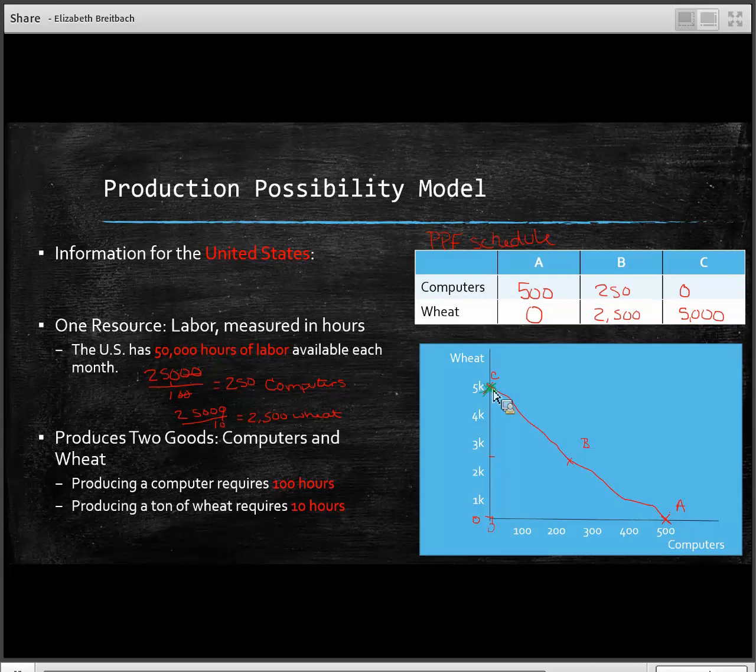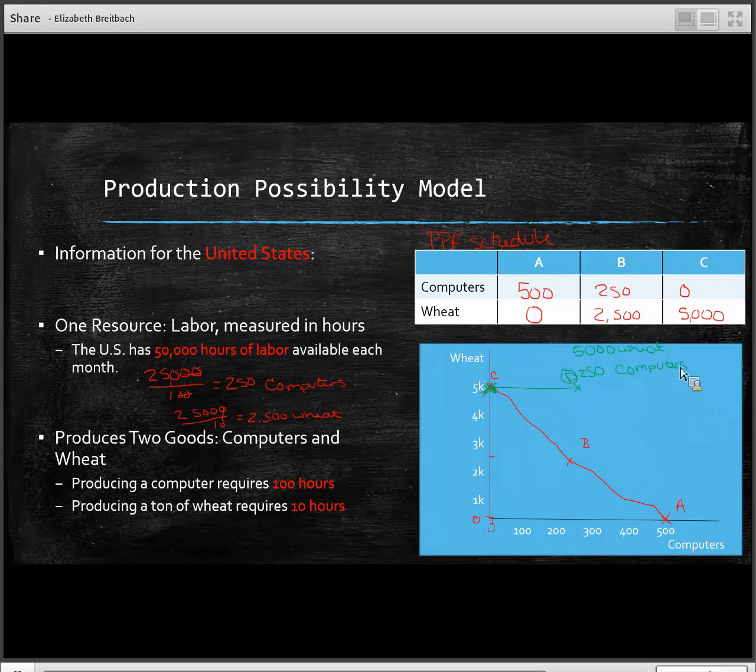Well, we want some computers, and to be honest, I want 250 computers. I want to be out here. I want 5,000 tons of wheat and 250 computers, right? That would give me 5,000 tons of wheat and 250 computers. That would be wonderful, wouldn't it? Why can't I be at this point? And we can call it point D for ease. So why can't I be at point D?